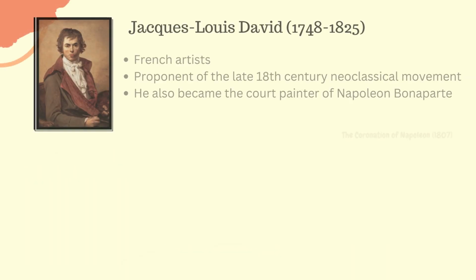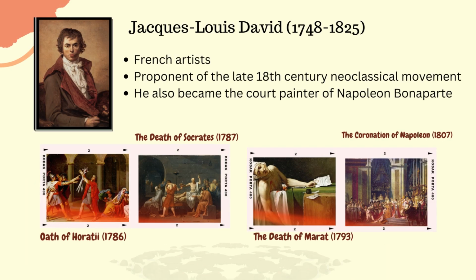So that is the work of Jacques-Louis David. Let's have a review. Jacques-Louis David was a French artist, a proponent of the late 18th century neoclassical movement. He became a court painter of Napoleon Bonaparte, wherein he was commissioned for the Coronation of Napoleon, which became one of his grand masterpieces in 1807. And the Oath of the Horatii portraying a Roman legend, the Death of Socrates, and the Death of Marat.